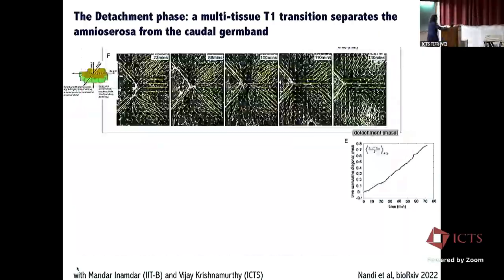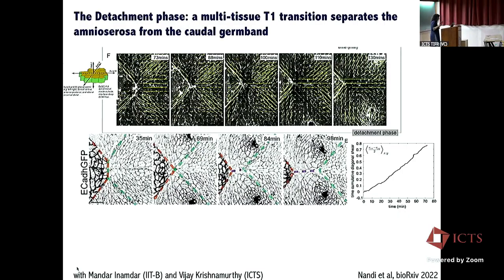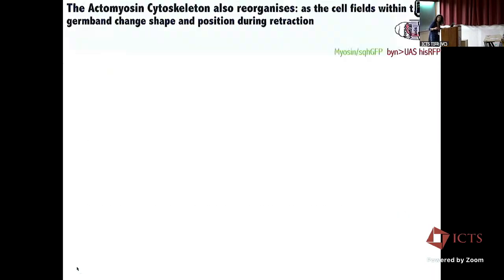And all this is also accompanied by a buildup in the diagonal shear as the process goes on. So we have two sets of events happening. One, the early part, is associated with a radial morphodynamic and mechanical gradient, and the second part is associated with what we call a multi-tissue T1 transition.